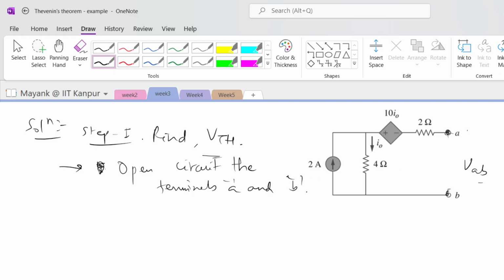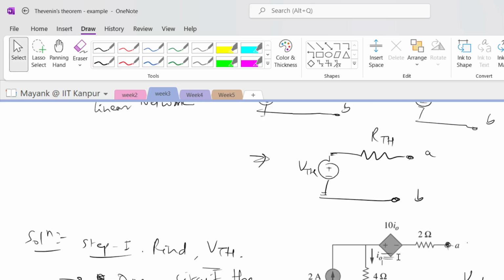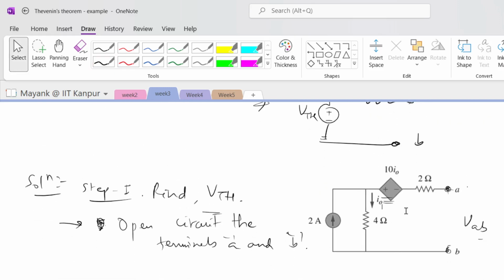So you see that there is a dependent source here, right? It's a voltage source, dependent voltage source, correct? So the voltage source is plus here, minus here. Let's say this is voltage V, some V. So what is this voltage? This voltage is given by V is equal to 10 times I naught, and I naught is flowing here, right?